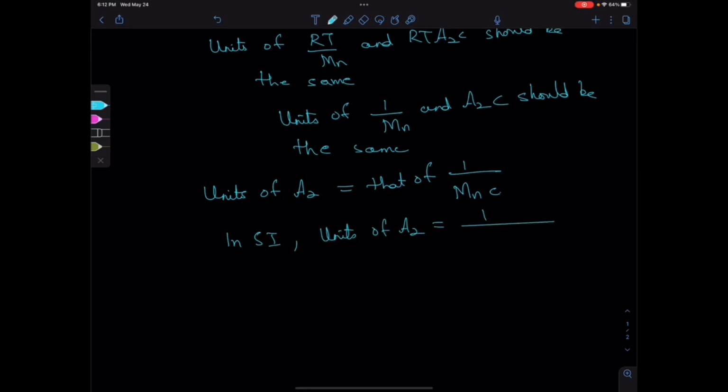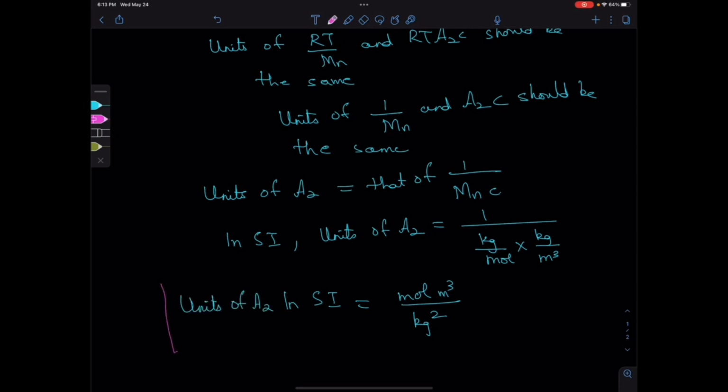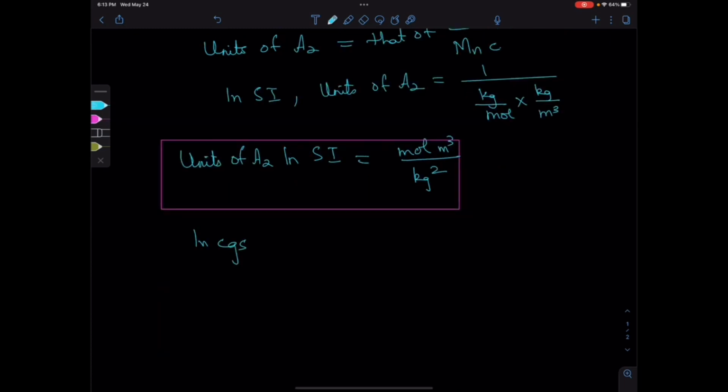And in SI, units of A2 would be 1 over, for molecular weight it will be kilogram per mole, times for concentration it will be kilogram per meter cube. So which would be mole meter cube by kilogram squared. So this will be in SI. So in CGS, this would be mole centimeter cube over gram squared.